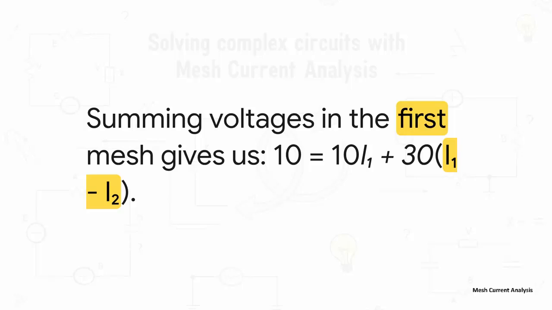So the drop across the first resistor is simple. It's just I1 times 10 ohms. But here's the crucial part. Look at that middle resistor. The actual current going through it is a mix of both our mesh currents, right? It's I1 going down, but I2 is going up. So the net current is I1 minus I2, and the voltage drop is that current times 30 ohms.